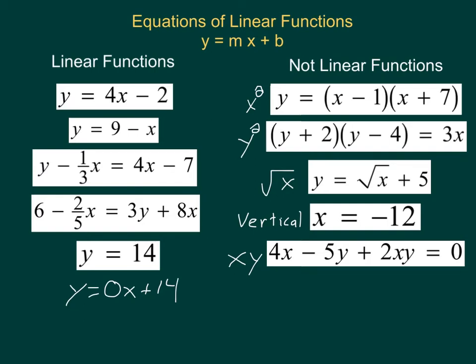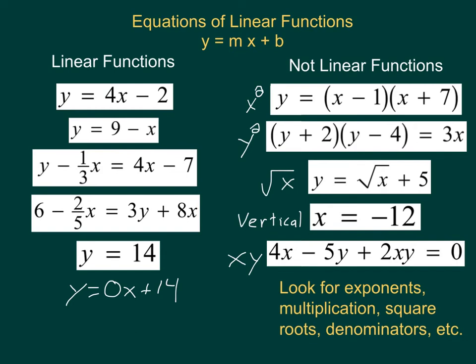So pretty much you want to just look for problem areas. Look for such things as exponents, multiplication of variables, square roots or other roots of variables, variables in denominators, or other things that just look different and strange that would prevent it from being a linear function. And if you don't see any of those, then you're probably in good shape and it will be a linear function. Not always, but typically.